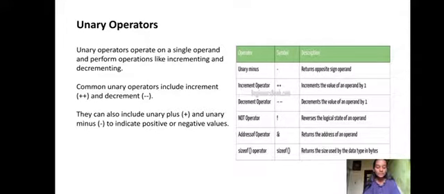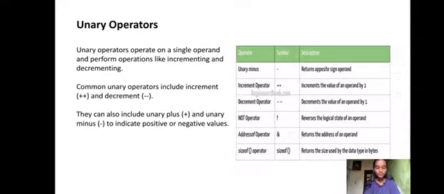So the operators, symbols and descriptions. Unary minus returns the opposite sign of the operand. Increment operator, plus plus, increments the value of an operand by 1. Decrement operator, minus minus, decrements the value of an operand by 1. NOT operator, exclamation mark, reverses the logical state of an operand. Address of operator returns the address of an operand. Sizeof operator returns the size used by the data type in bytes.